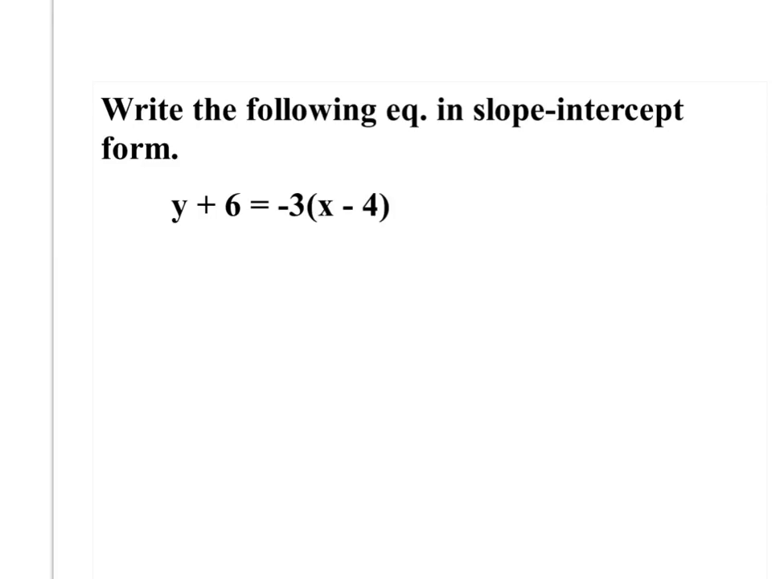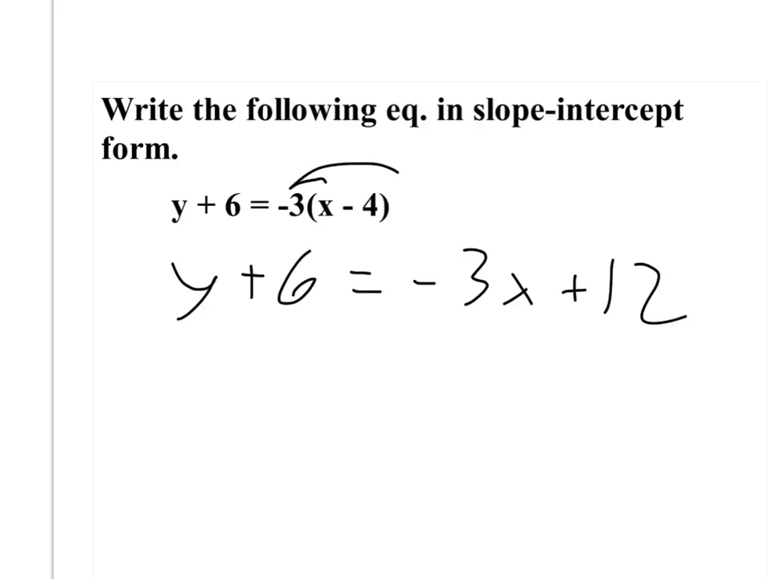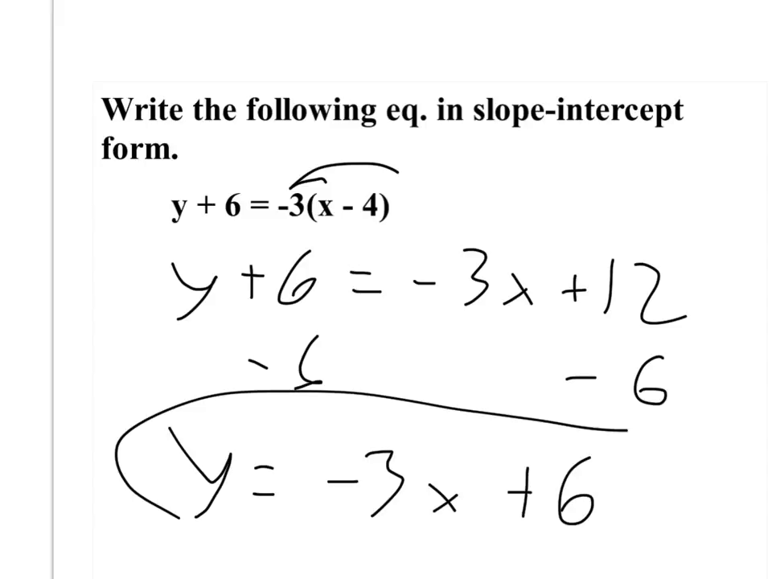This one I want to get in slope-intercept form, so I distribute the negative 3 out. Negative 3 times x is negative 3x. Negative 3 times negative 4 is positive 12. Subtract 6 to both sides. My answer is y equals negative 3x plus 6.